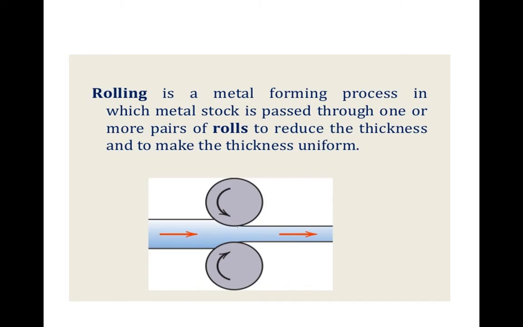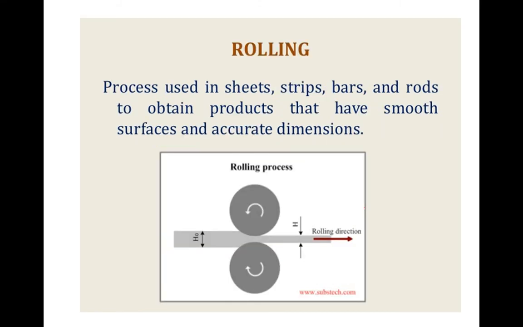So this is the basic block diagram of rolling. It is a metal forming process in which metal stock is passed through one or more pairs of rolls to reduce the thickness and to make the thickness uniform. In this case, the thickness of this bar is reduced while passing through these two rolls. These two rolls are rotating in opposite directions. This process is used to produce sheets, strips, bars and rods. It may be a hot or a cold rolling process.